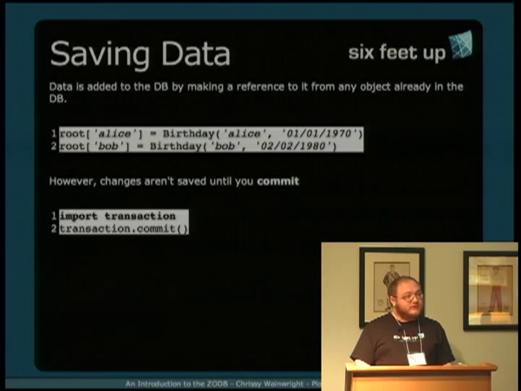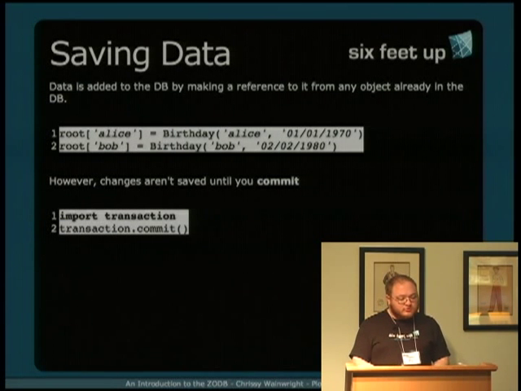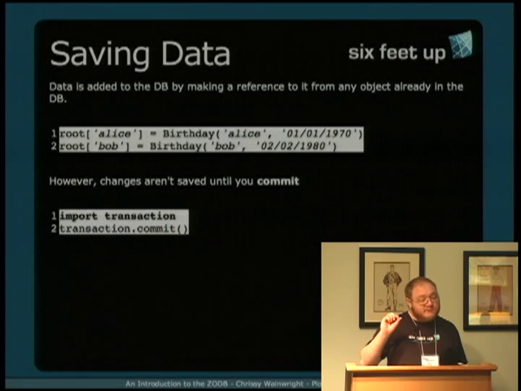So now that we've got a handle to our database, we're going to want to save some data. The way that you add data to the database is making a reference to an object from an already persisted object. So here we're associating 2 birthday objects with our root. We're taking the Alice key and pointing it to a birthday instance, the Bob key and pointing it to another birthday instance. So in memory, the root has these 2 items and it looks like a dictionary.